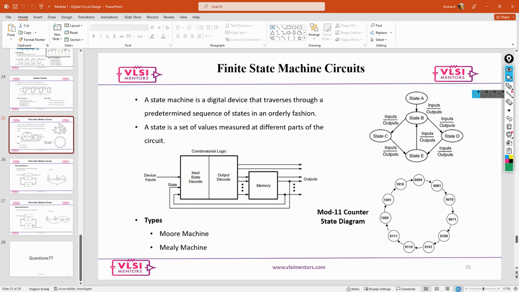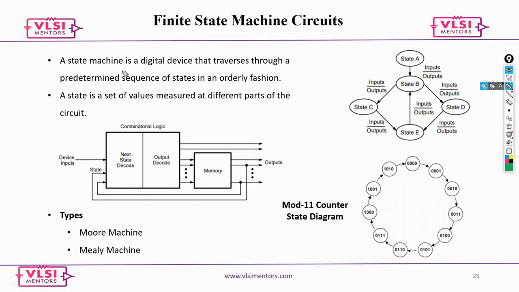So what is this FSM? It is basically a state machine. It is a digital device that traverses through a predetermined sequence of states. If you look here, this is basically a counter. What is it actually doing? Zero is your starting state, and after certain conditions it goes to the next state, and from there to the next state, and so on. This particular picture we call a finite state machine.